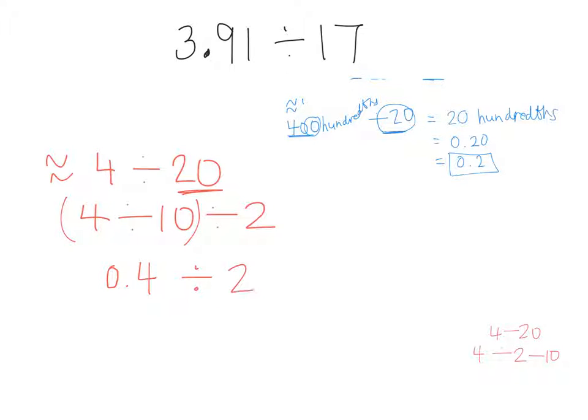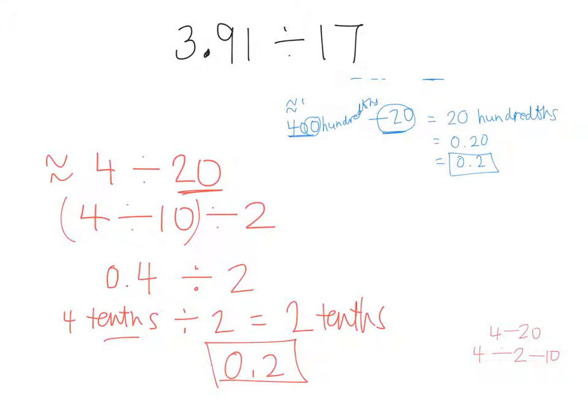Now if I have 4 tenths, and I want to divide them equally into 2 groups, how much can be in each group? 4 divided by 2 is 2. And what place value are we working with? Tenths. So my answer is 2 tenths, otherwise known as 0.2. Did I get the same answer?